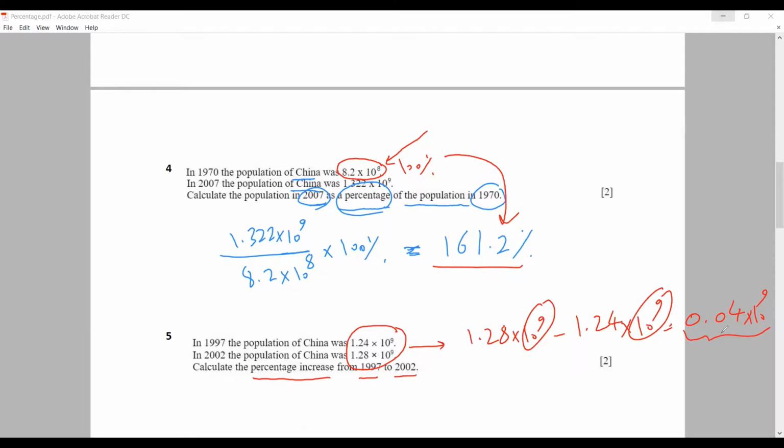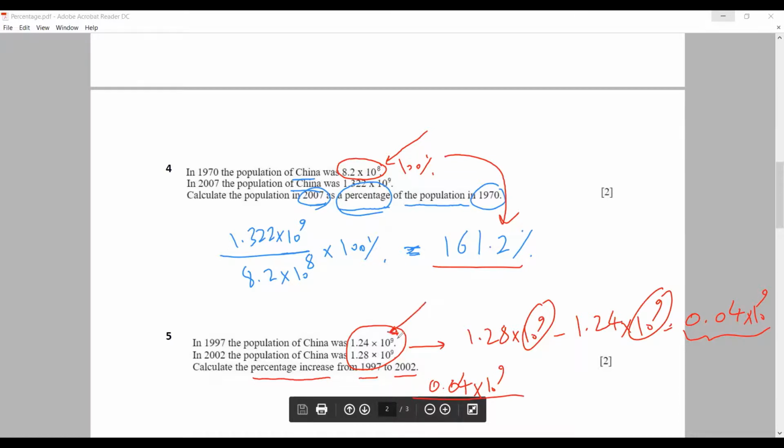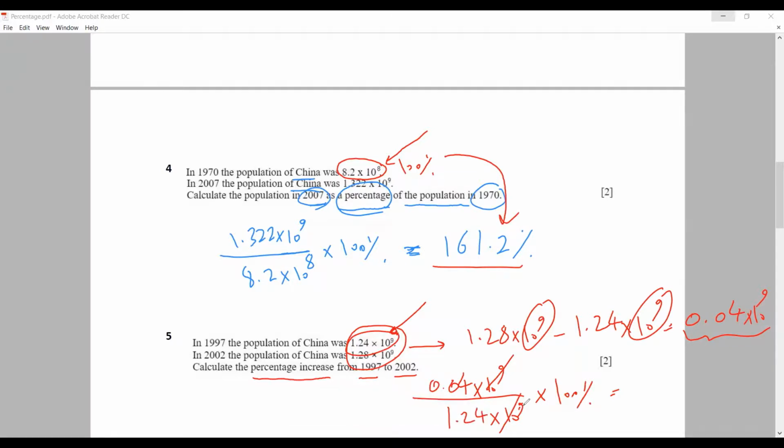So now I'm gonna use this number and then divide it by the original number in 1997, right? That is 1.24 times 10 to the power of 9, and then multiply it by 100%. So that's again another approach that you can use. So the answer is 3.2% increase, right? So that's an increase.